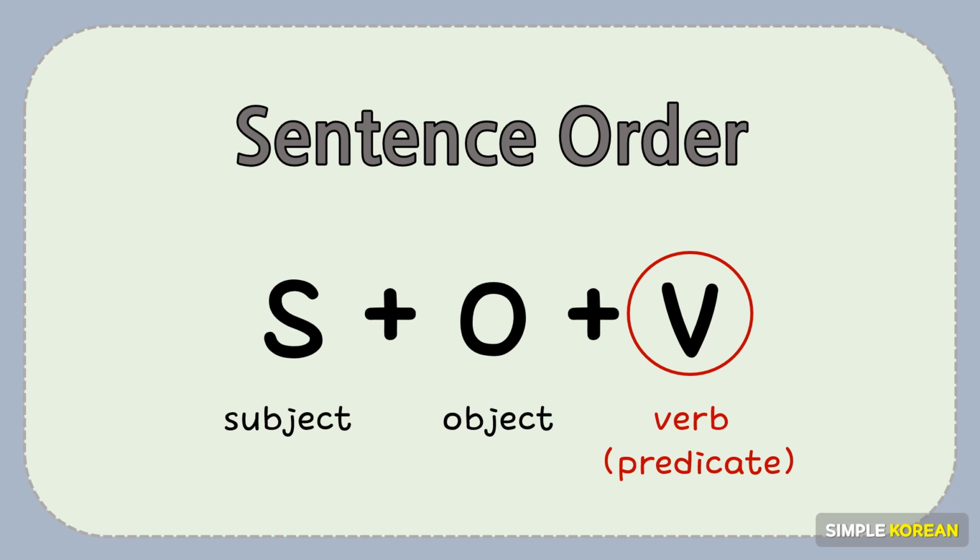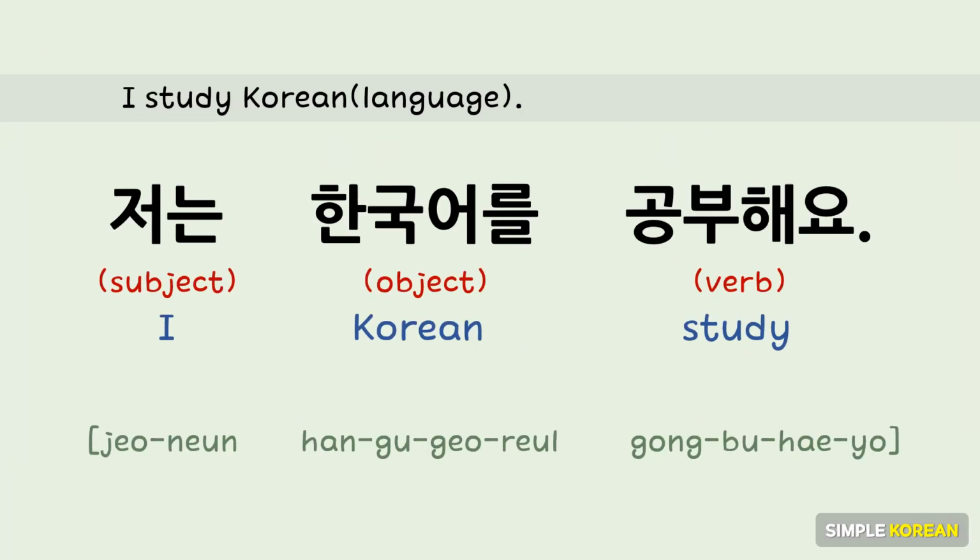The basic order of the Korean words is subject, object, and the verb. The Korean verb is placed at the end of the sentence, which is clearly distinct from English. 저는 한국어를 공부해요. I study Korean. The verb 공부해요, which means study, is placed at the end of Korean sentence.